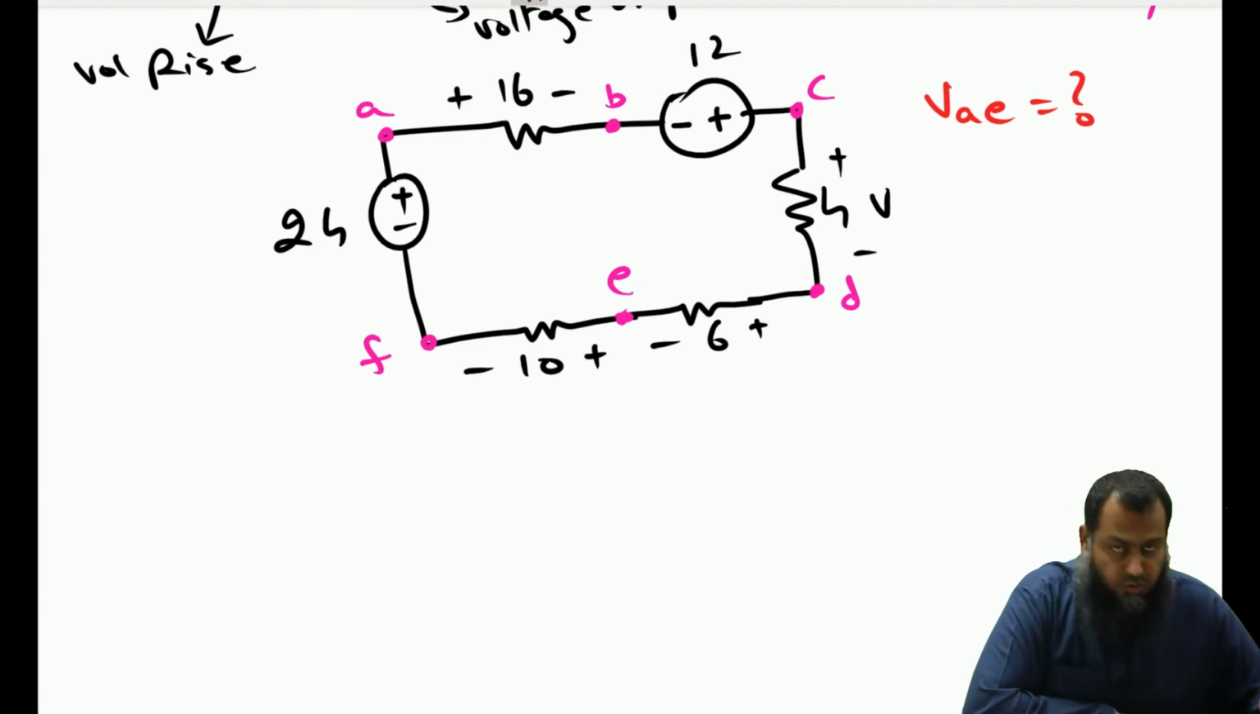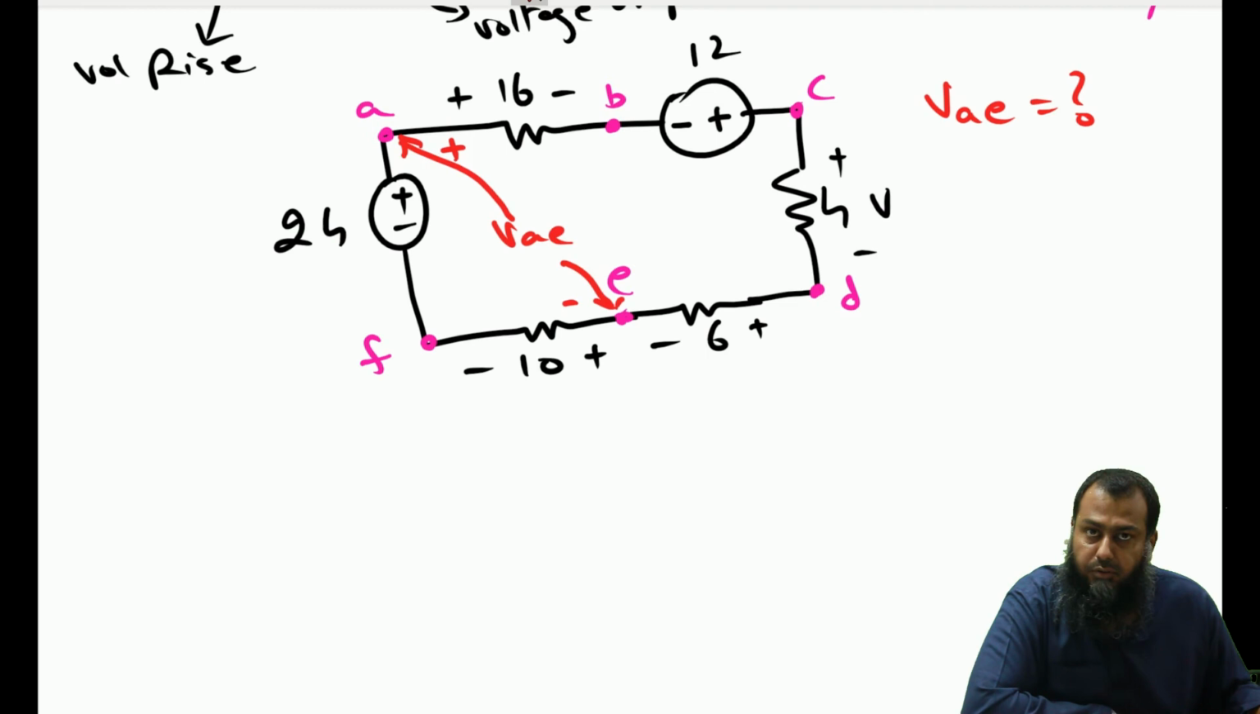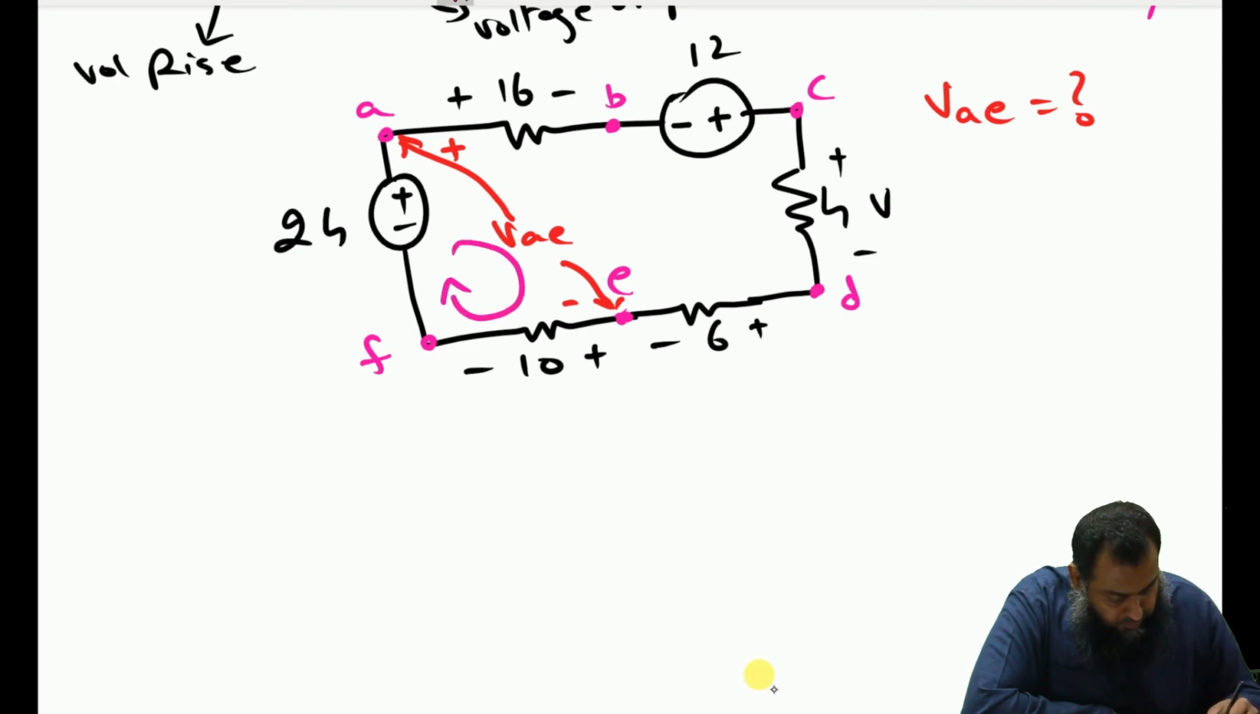It is very easy. So as a first step, I will assume that there is a connection here, and I call this VAE between point A and E. The second thing, as a convention, I will assume that this VA is at a higher potential than the point E. So I will give this a plus value and give this a negative value. Thereafter, I will assume that a current is flowing in the clockwise direction, and I will write the Kirchhoff's voltage law equation for this particular hypothetical loop.